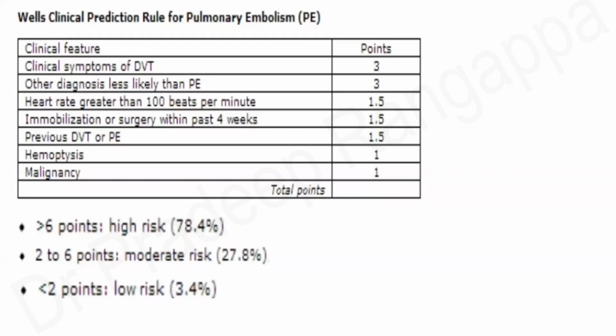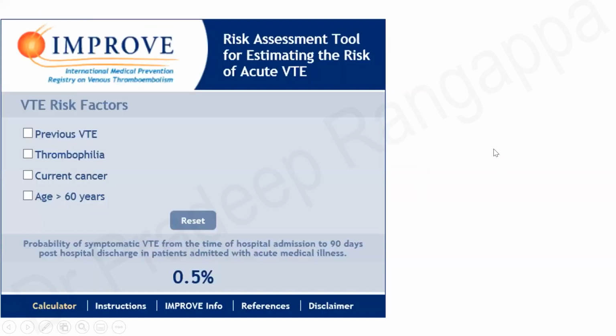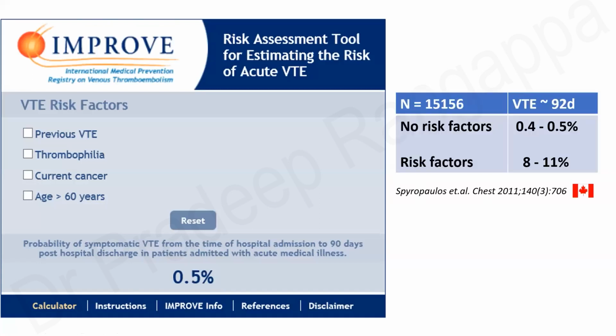This is the very popular Wells criteria. Again, here you see the risk is more for someone with a past DVT or VTE, or someone who has symptoms of PE, and so those get the higher points. And these are some of the online tools that you have, where you put in the risk factors and it gives you the risk stratification. This was a study which came in CHEST, which clearly shows that there is a good correlation between the risk factor and the risk of someone developing venous thromboembolism.